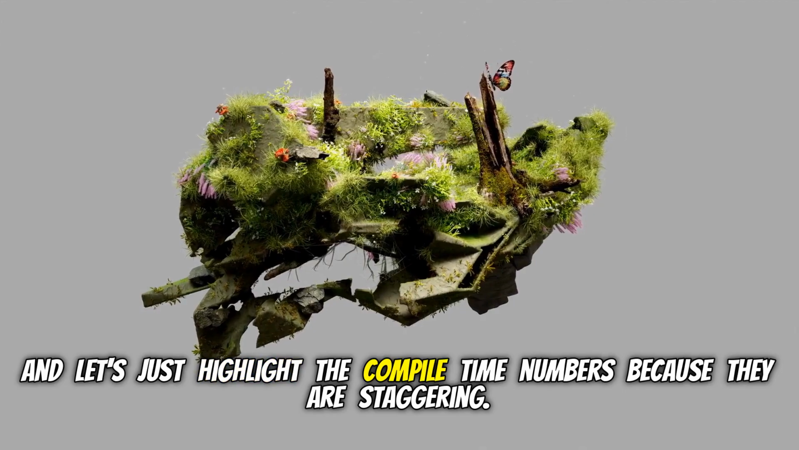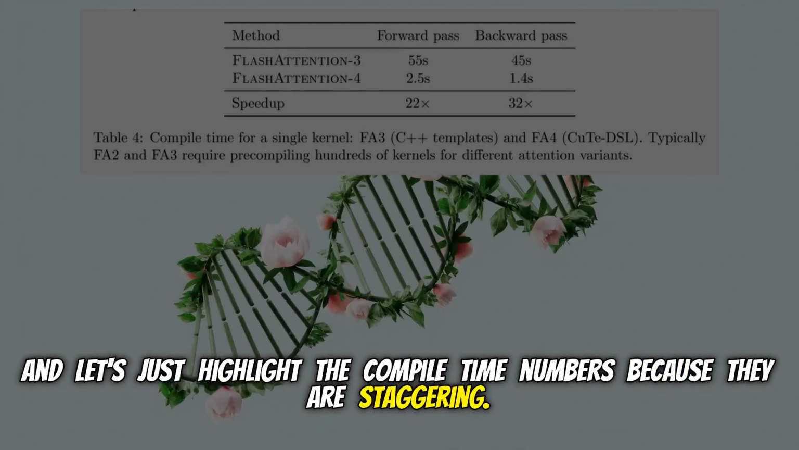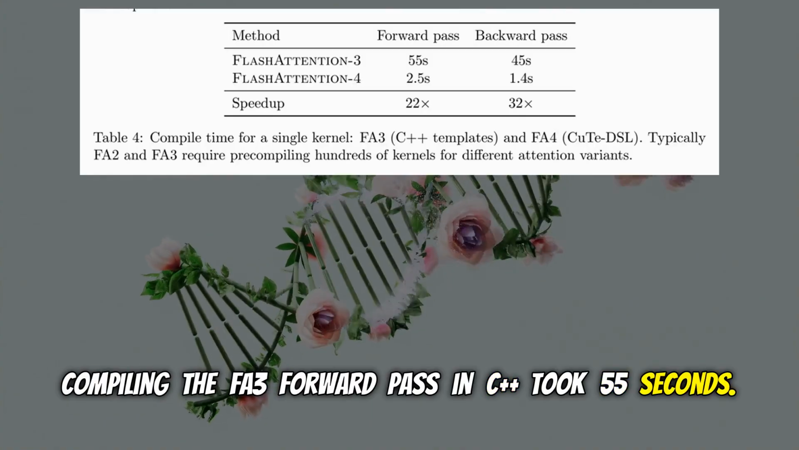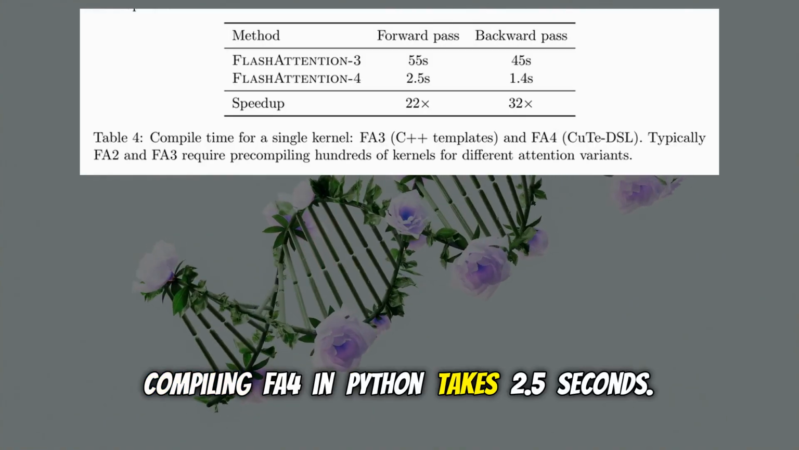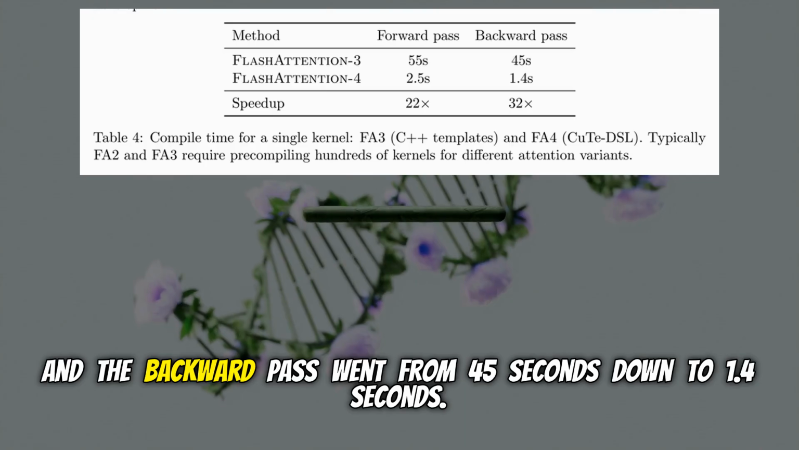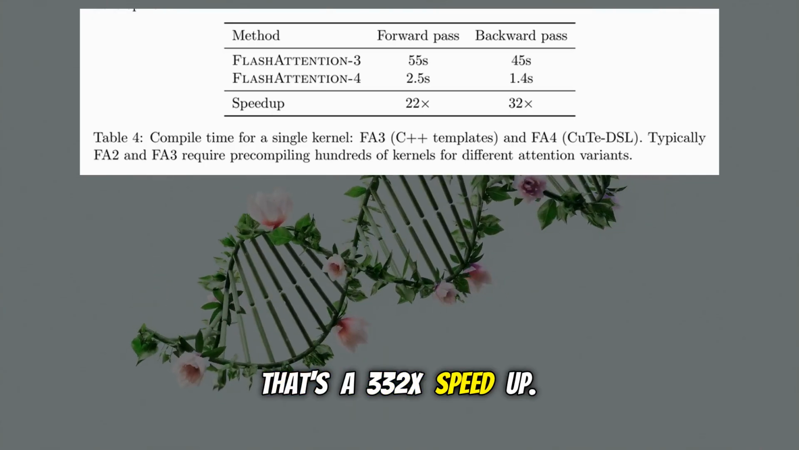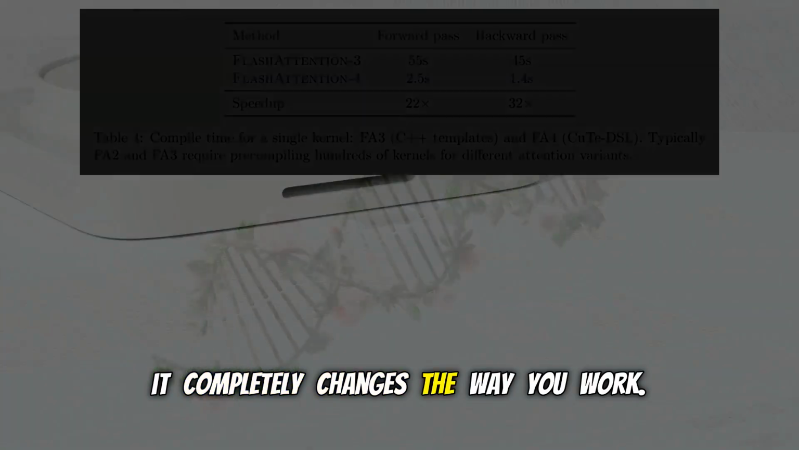And let's just highlight the compile time numbers because they are staggering. Compiling the FA3 forward pass in C++ took 55 seconds. Compiling FA4 in Python takes 2.5 seconds. Yeah. And the backward pass went from 45 seconds down to 1.4 seconds. That's a 332x speedup. It completely changes the way you work.